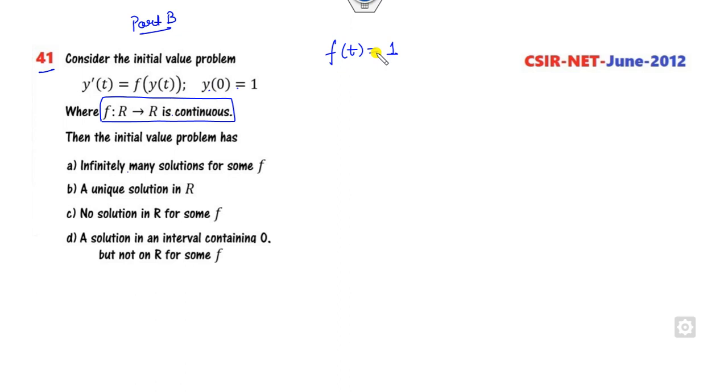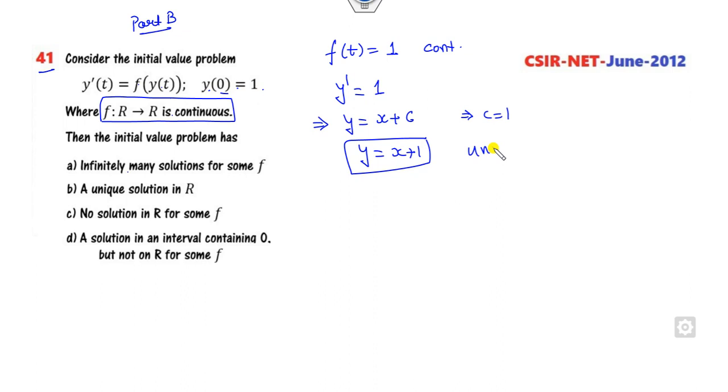Now what is f of y of t? It's 1, so can you find the solution of this? It is x plus c, and y of 0 is 1, so c is 1. So what is given to you gives a unique solution, because c, the arbitrary constant, is eliminated. Infinitely many solutions, unique solution in R, no solution in R for some f, because we take f but get a solution in an interval containing 0 but not in R, but this is continuous for all x in R. Unique solution for some f, infinitely many solutions for the f.